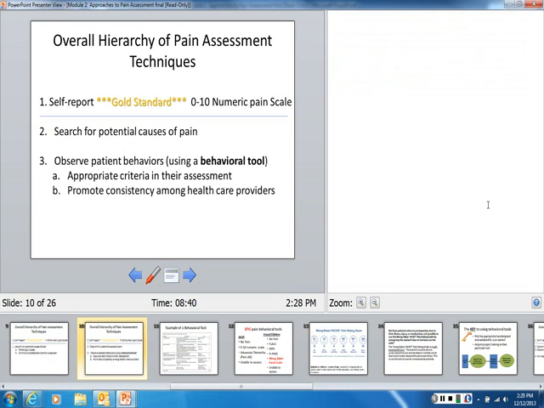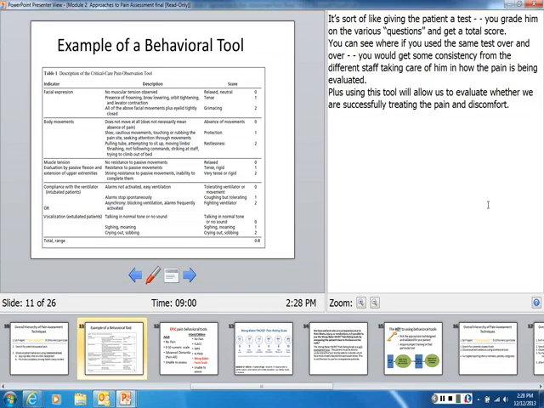Next, observe patient behaviors. If the patient can't tell you they're having pain, we need to select a behavioral tool and see if based on the patient's behaviors they appear to be uncomfortable or having pain. Behavioral tools have criteria where you kind of grade the patient in pain. Here's an example of a behavioral tool.